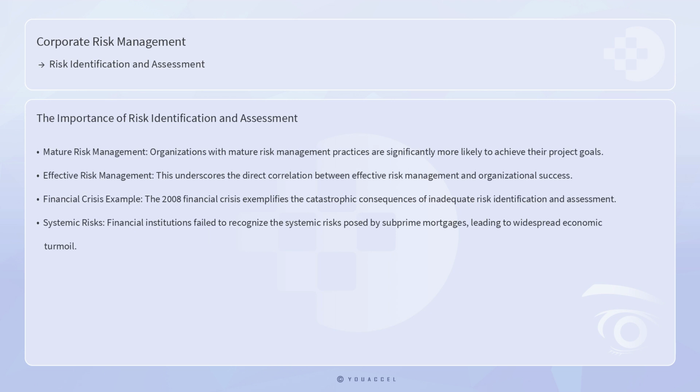The importance of risk identification and assessment is underscored by the potential consequences of overlooking these processes. For instance, a study by the Project Management Institute found that organizations with mature risk management practices are significantly more likely to achieve their project goals. This underscores the direct correlation between effective risk management and organizational success. Furthermore, the 2008 financial crisis exemplifies the catastrophic consequences of inadequate risk identification and assessment. Financial institutions failed to recognize the systemic risks posed by subprime mortgages, leading to widespread economic turmoil.